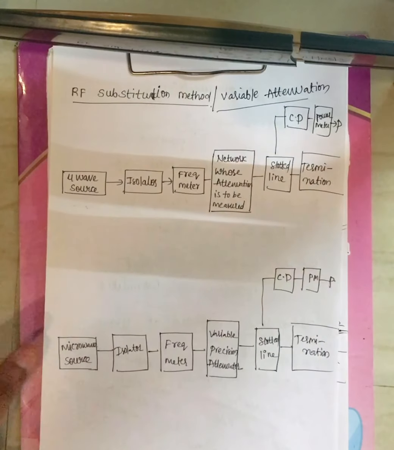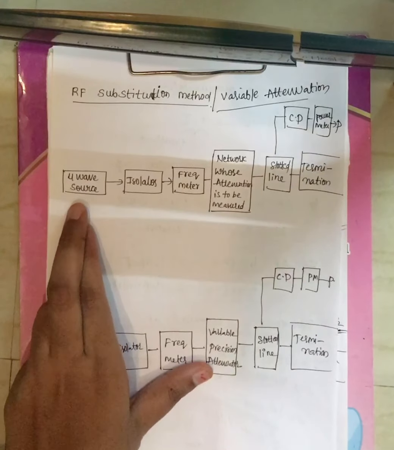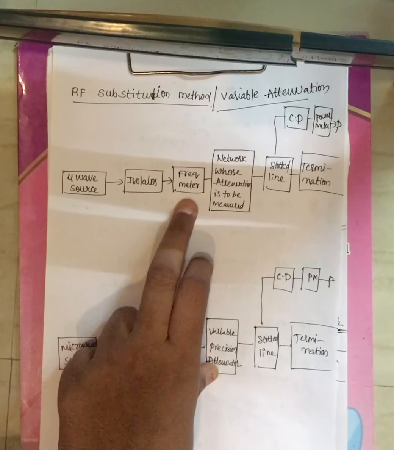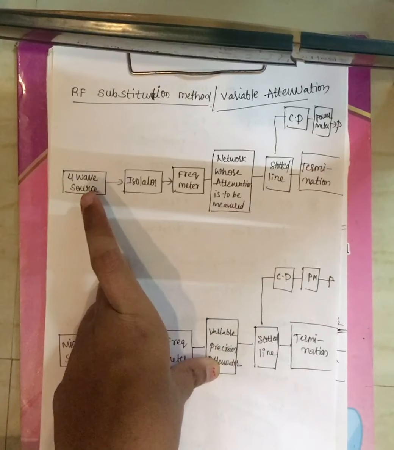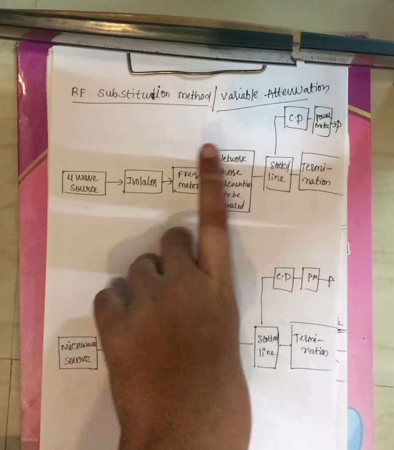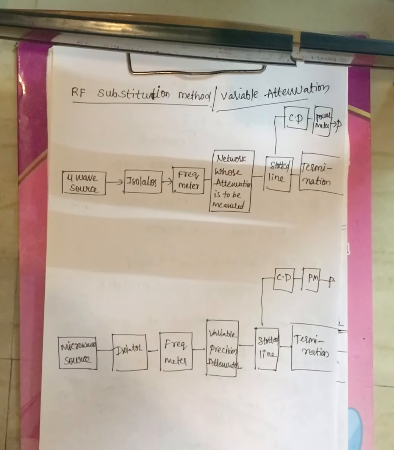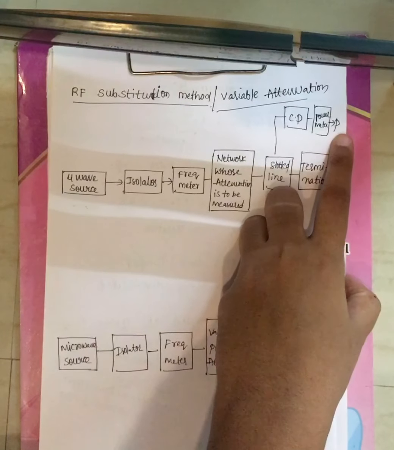Here also it contains two setups. The microwave source generates the signal, followed by an isolator, then a frequency meter, and the network whose attenuation is to be measured. Setup 2 of the power ratio method is setup 1 of the RF substitution method, nothing but variable attenuation. Now coming to this setup 2, you get some power P.